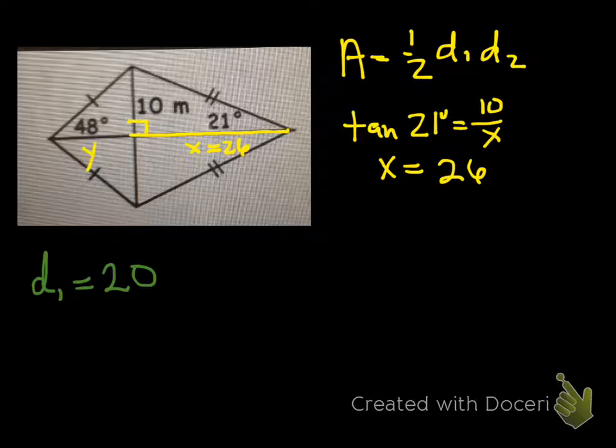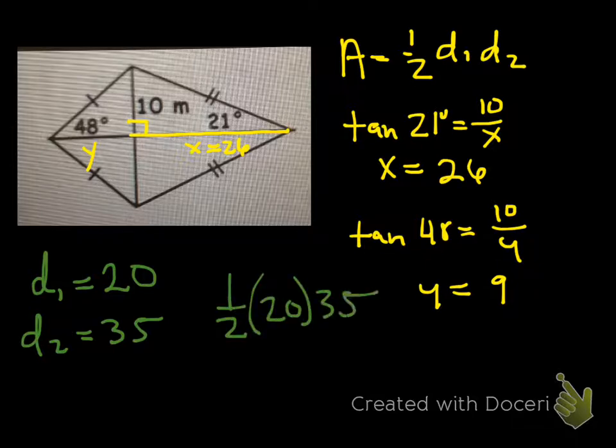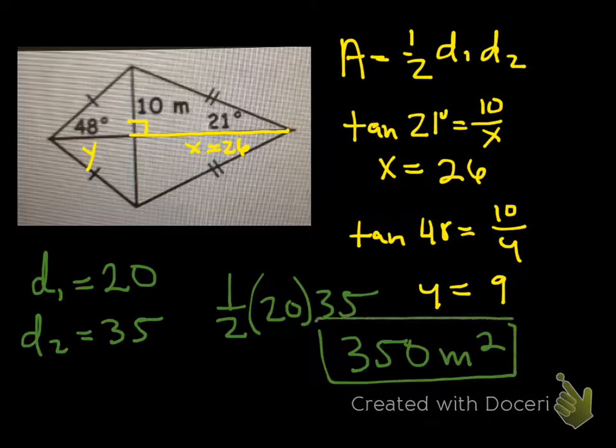All right, then we're going to do the other side to solve for y. So we're going to do tangent of 48 equals 10 divided by y. So y is equal to approximately 9. That means that diagonal 2 is equal to 26 plus 9, which is 35. Then if we plug that into the formula, we get 1/2 times 20 times 35, which gives us approximately 350 meters squared. And I know on your review it says 0.5, but I think when I did those the first time I rounded to the nearest tenth. But as long as you got 350, you're good.